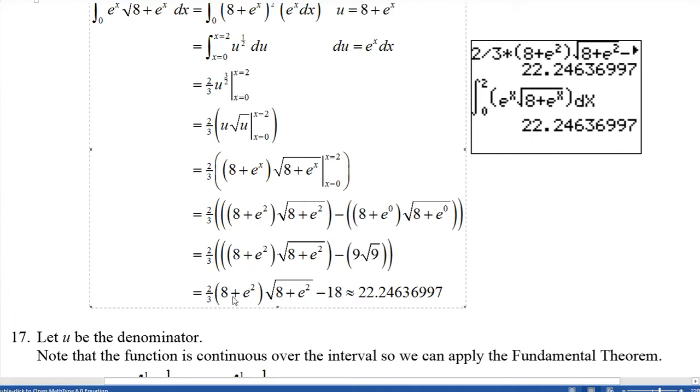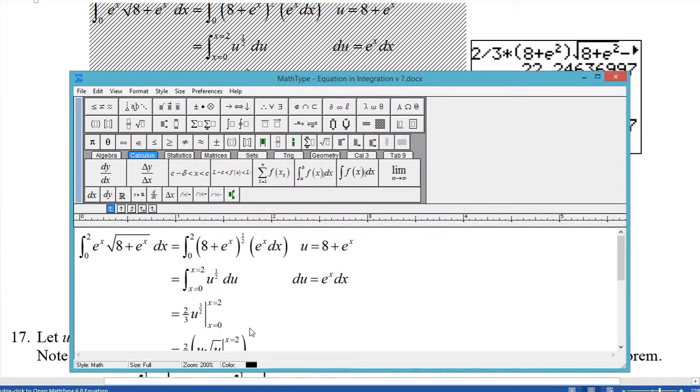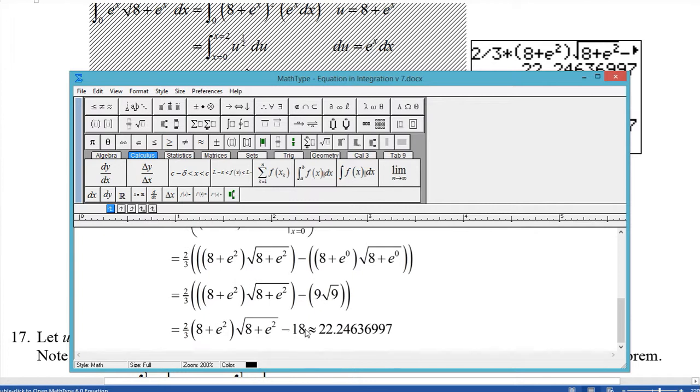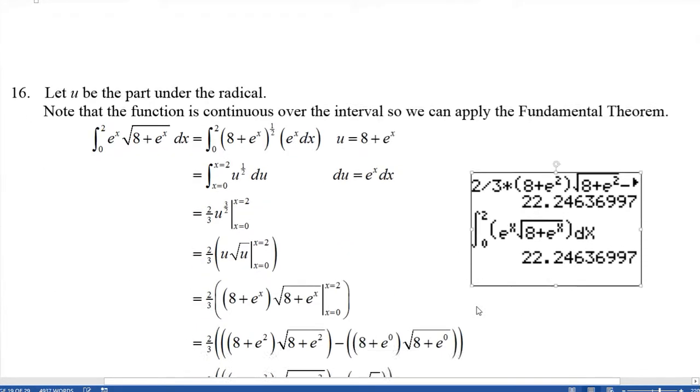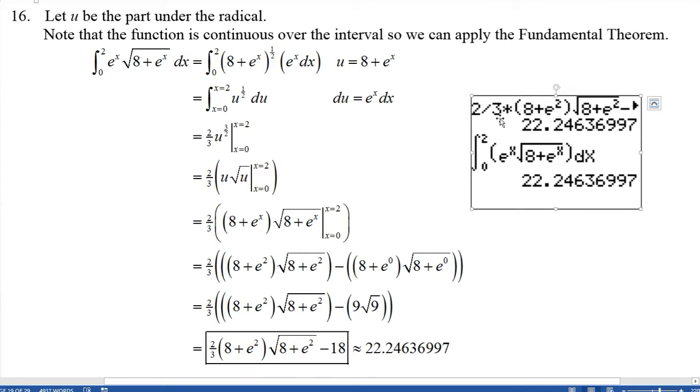Now the 2/3 is still times this first part here. There's really nothing you can do to simplify this other part. So there is our exact answer right here. This is the exact answer right there. And if you plug that in the calculator, 2/3 times parentheses 8 plus e squared, close parentheses, times the square root of 8 plus e squared, then outside the square root minus 18. You can't see it on the screen right there, but minus 18.